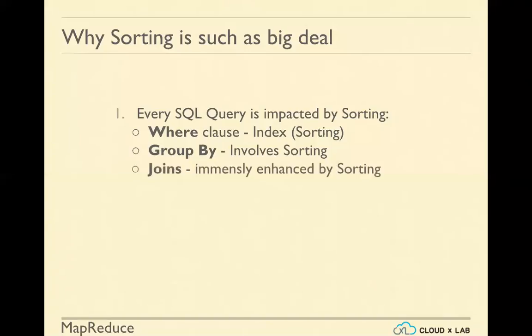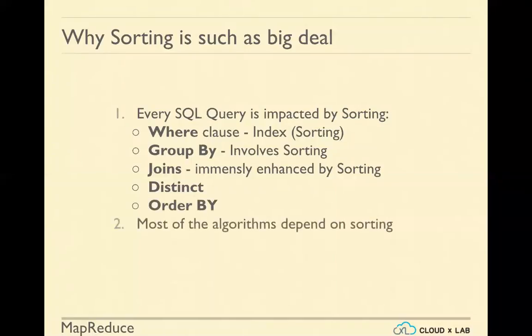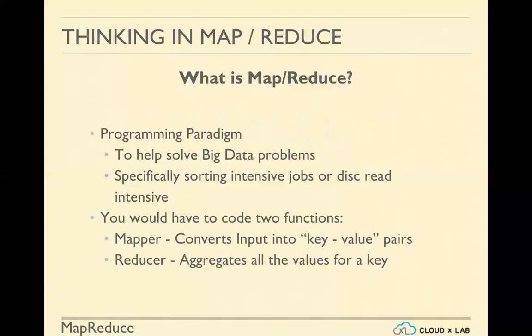Next is joins. Joins are immensely enhanced by sorting, right? If you have two tables you're trying to join, and the data is sorted, then suddenly the joins become really fast. So almost every SQL query uses one form of sorting or another. And most of software engineering is actually SQL queries, right? Most of information technology is mostly SQL. Similarly, distinct, order by, all of these are nothing but sorting under the hood. Most algorithms depend on sorting. Therefore, sorting is one problem that is solved by MapReduce.